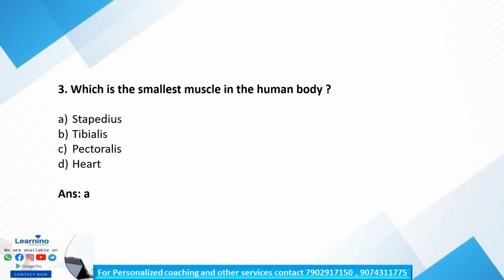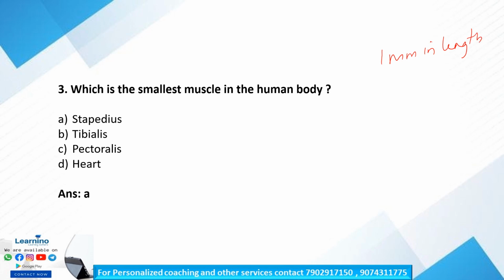Which is the smallest muscle in the human body? Options are A stapedius, option B tibialis, option C pectoralis, and option D heart. So we have four options. The smallest muscle in the human body is option A stapedius. The stapedius is the smallest skeletal muscle in the body and is approximately 1 millimeter in length.